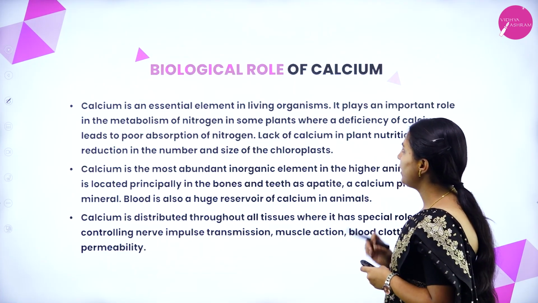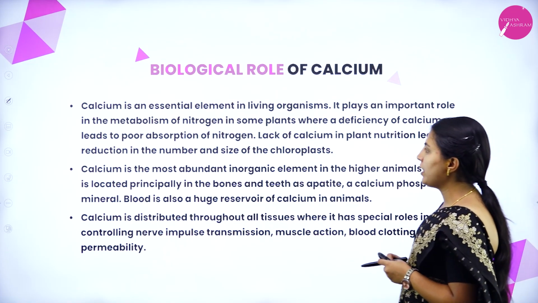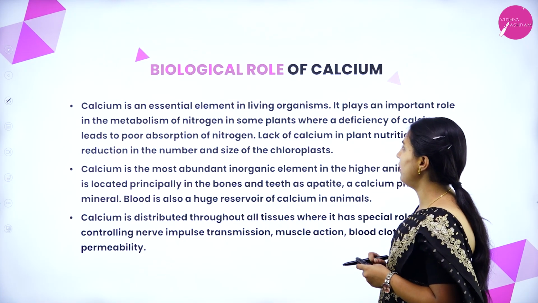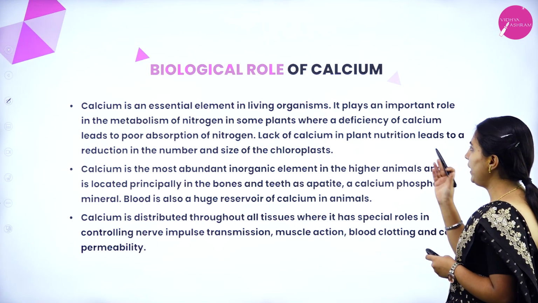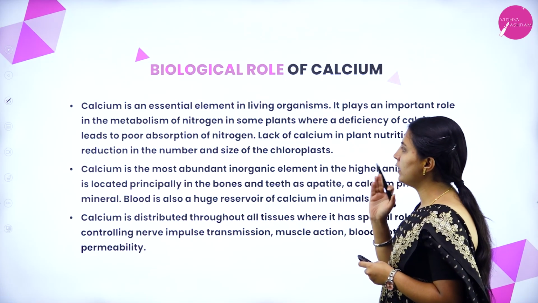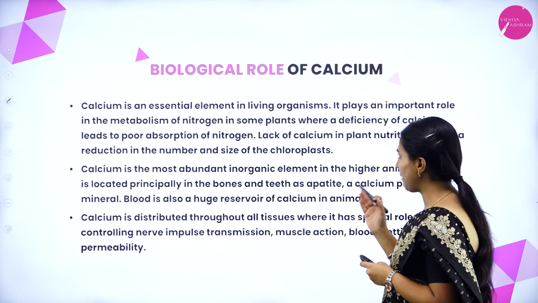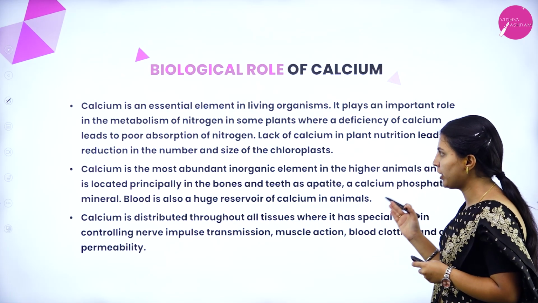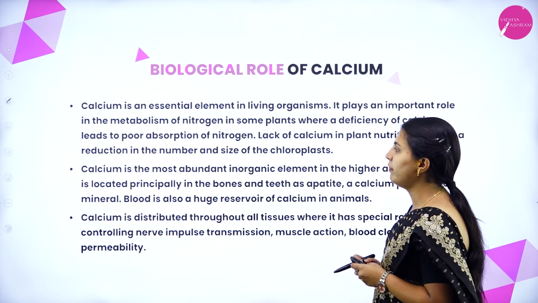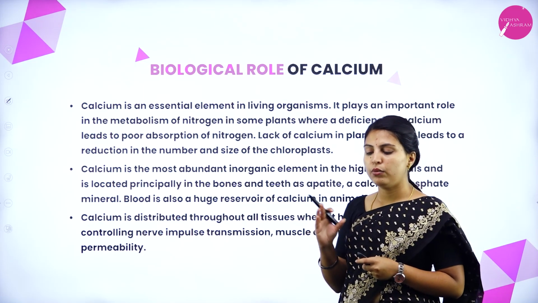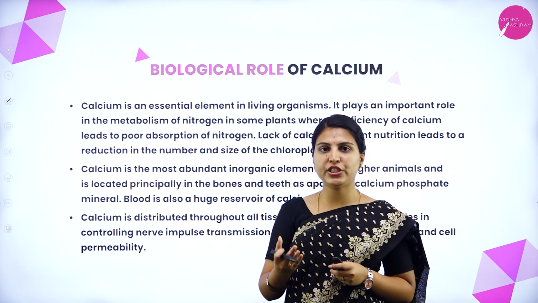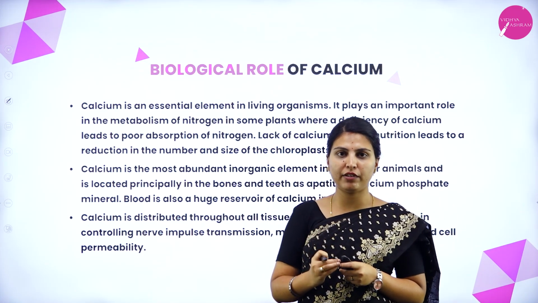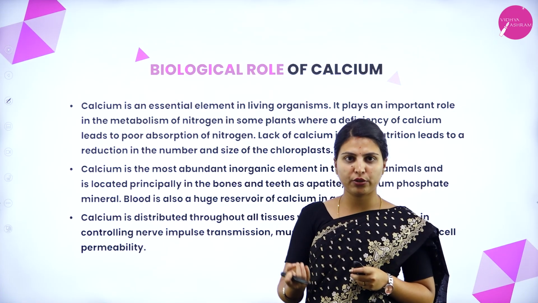Next one, biological role of calcium. Calcium is an essential element in living organisms. It plays an important role in the metabolism of nitrogen in some plants, where a deficiency of calcium leads to poor absorption of nitrogen. See here, one correlation is also there. When calcium is not present sufficiently, it will not absorb nitrogen also.